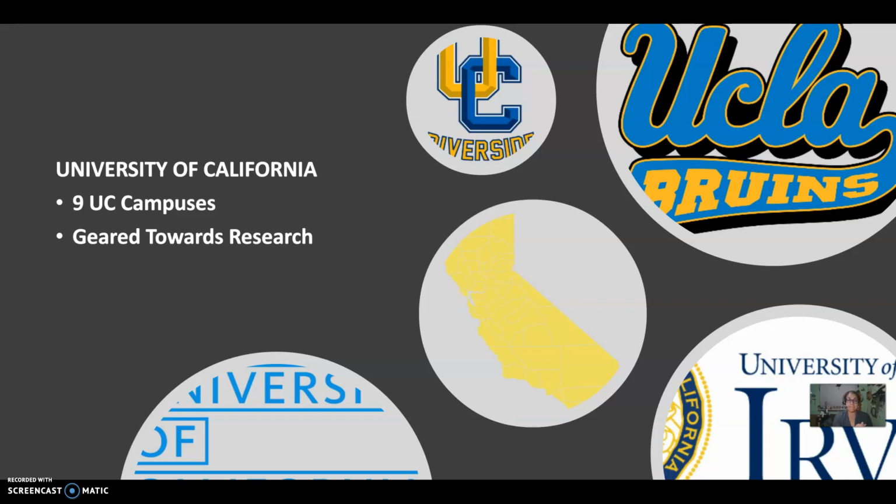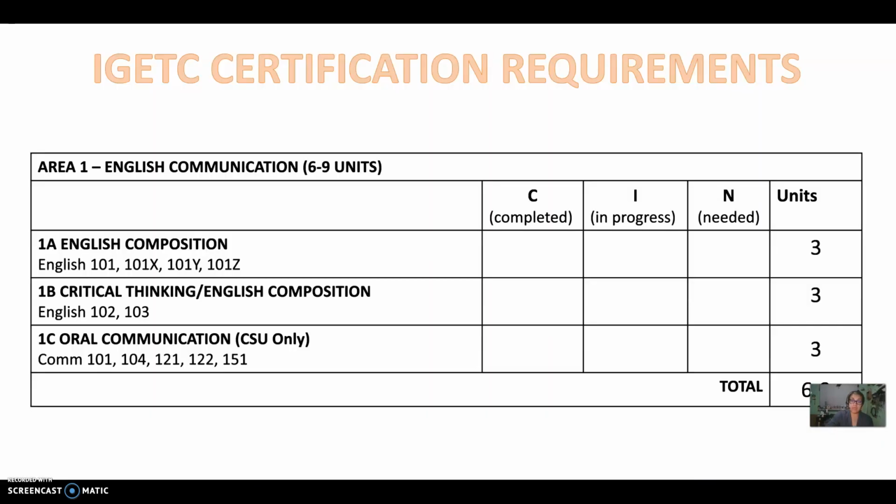And I did mention in another video the UC TAG. So if you're interested in a UC, they do have a transfer admission guarantee program. Not all of the campuses participate. For example, UCLA does not participate in UC TAG, neither does Berkeley. But if you're interested in a UC, definitely I would recommend looking into the transfer admission guarantee program.